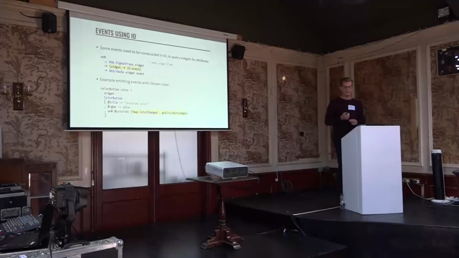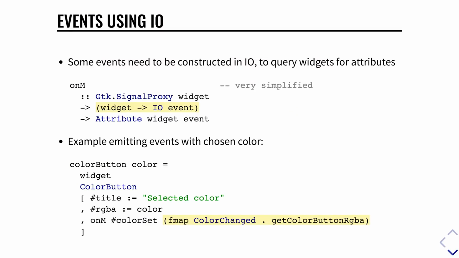And you can use this as the bottom example here. We have a color button, and in case the color is set, we will get the color button RGBA value, and then we will fmap over that I/O action the color change event. So we will emit a color change event carrying a color value.